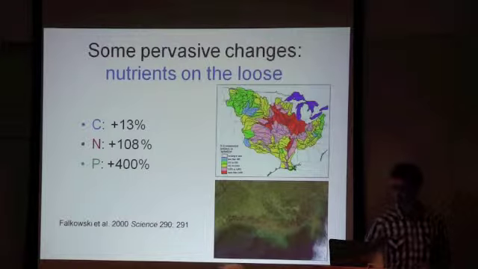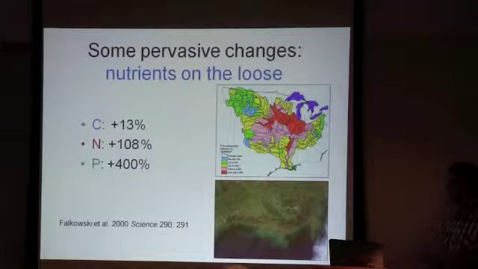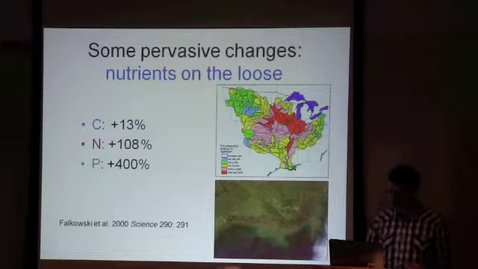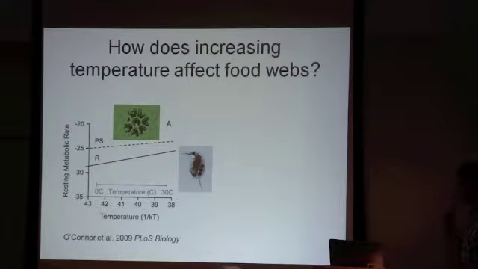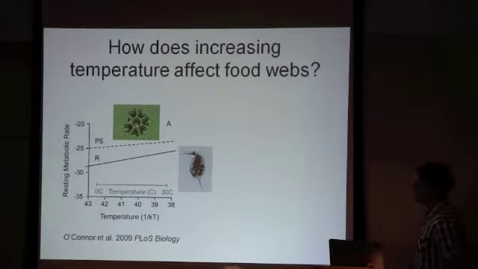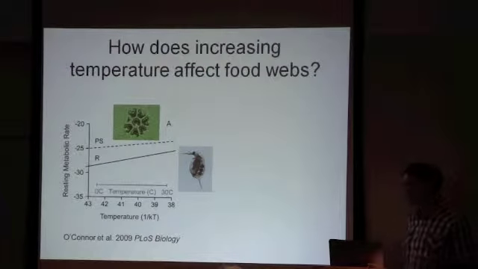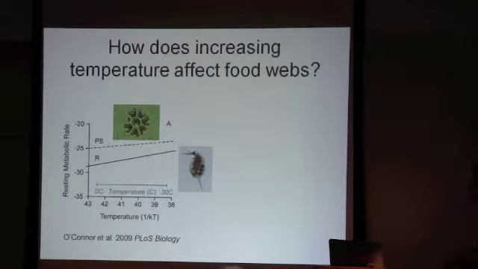And why do we expect that changes in nutrients, predators, and temperature should interact with one another or not? Well, there are some reasons to expect that they would. One is that organisms of different sizes, and therefore at different positions in food webs, vary in their sensitivity to temperature.